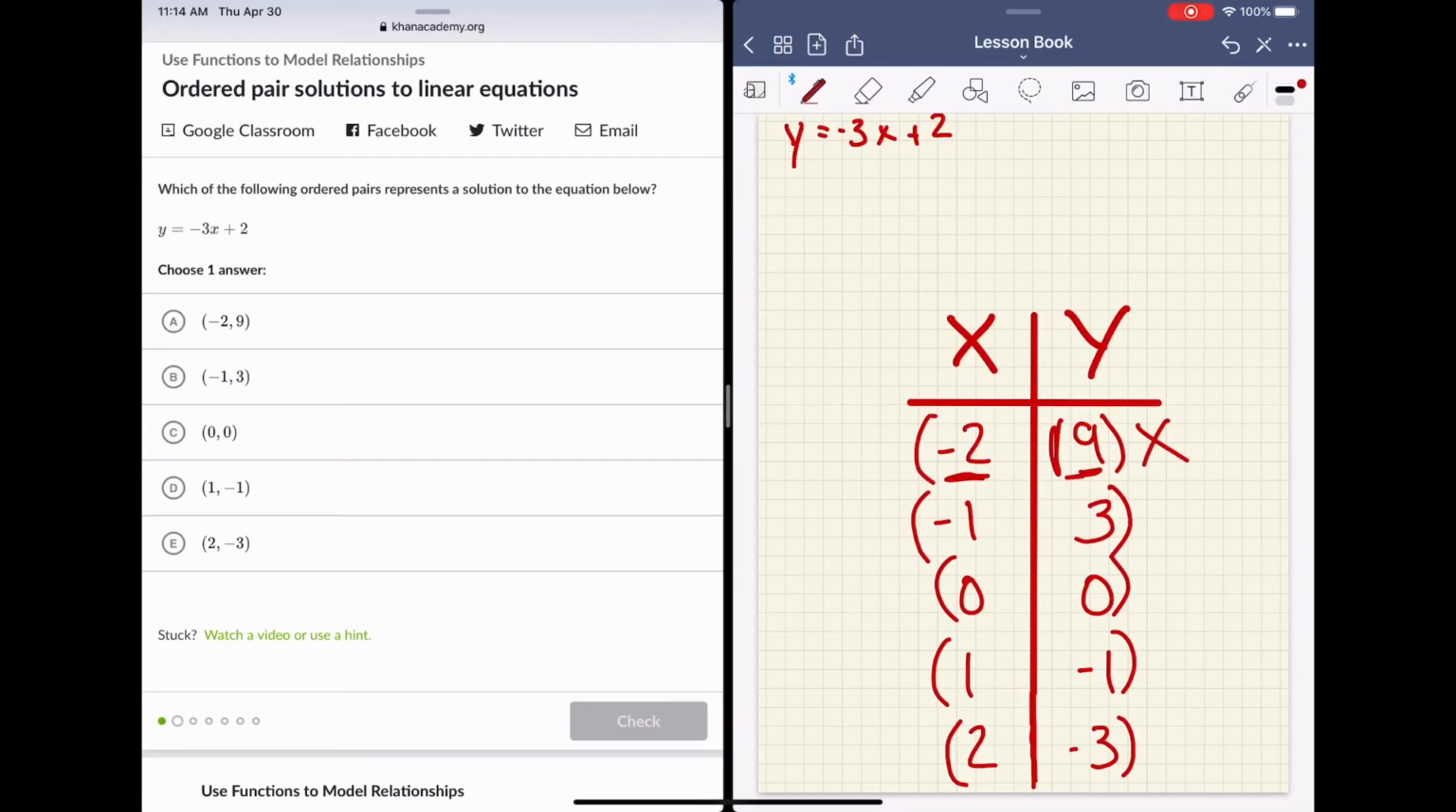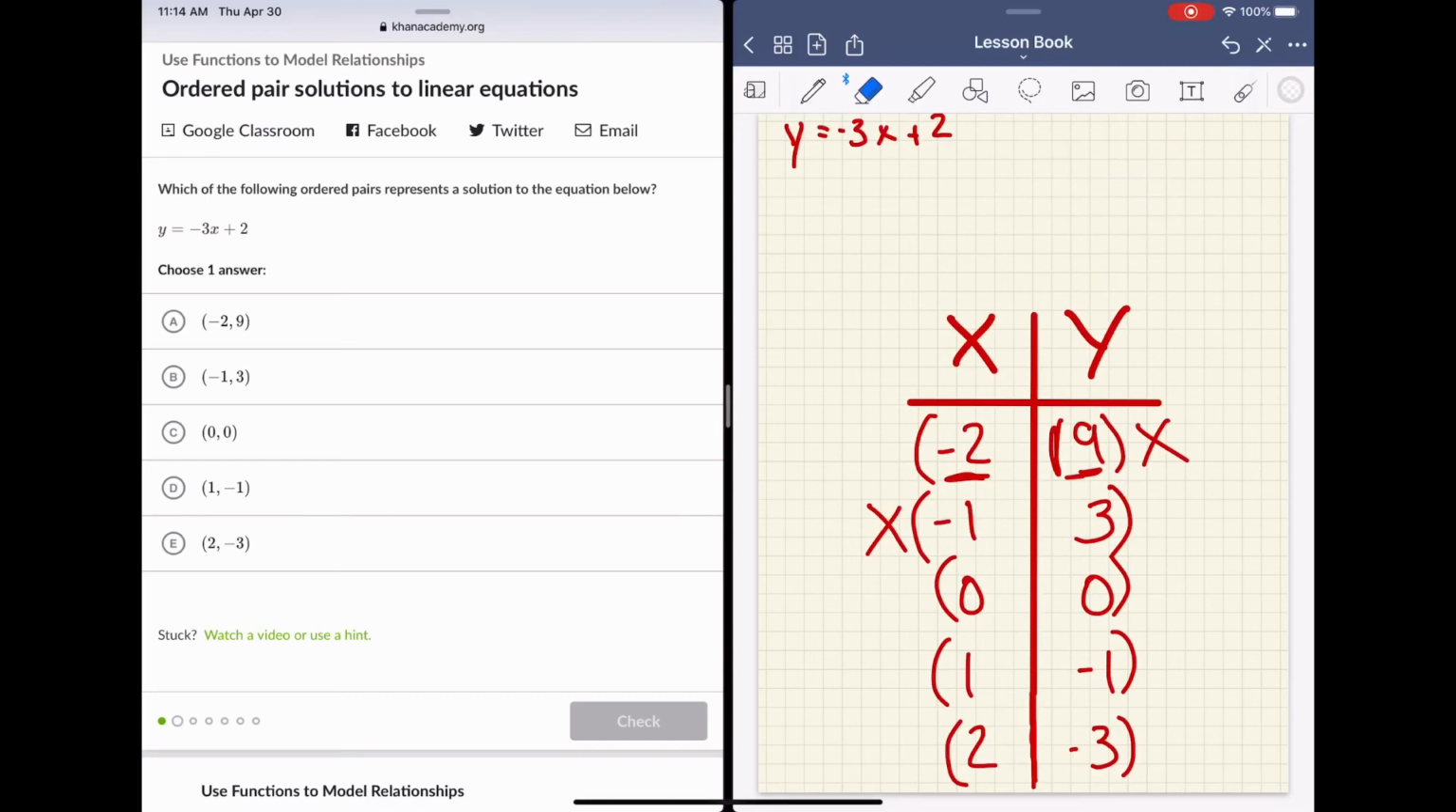Okay, for the next one, we could go down the line and just plug in x on each one of them, and maybe that's the easiest way, but just to show you there are multiple ways to do it, let's try plugging in the y. So instead of y, we have 3 equals negative 3x plus 2. And we want to get the x isolated, so we're just going to subtract 2 from both sides to get 1 equals negative 3x. And we're going to divide by negative 3 to cancel that out to get x is equal to negative 1/3. And negative 1/3 is not negative 1, so that one does not satisfy the equation either.